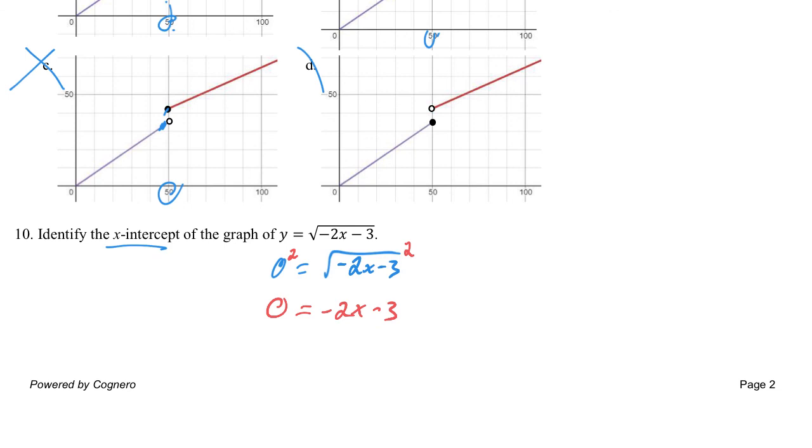So you're going to add 3. And then we have 3 equals negative 2x. Divide by negative 2. And there's our answer. So x equals negative 3 over 2.